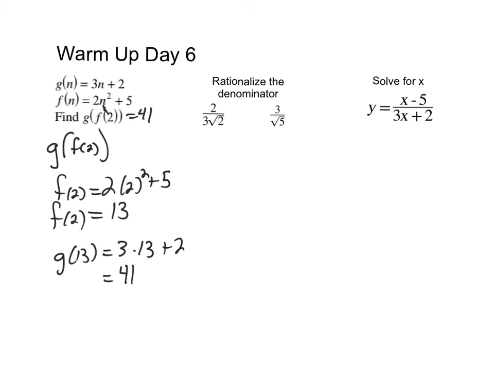Now to rationalize the denominator, let's do the second one first. Let's go 3 over the square root of 5. I'm going to multiply by a giant 1. So the square root of 5 over the square root of 5. That gives me in the numerator 3 square root 5 over square root of 5 times the square root of 5. It's the square root of 25. Or 3 square root 5 over 5.